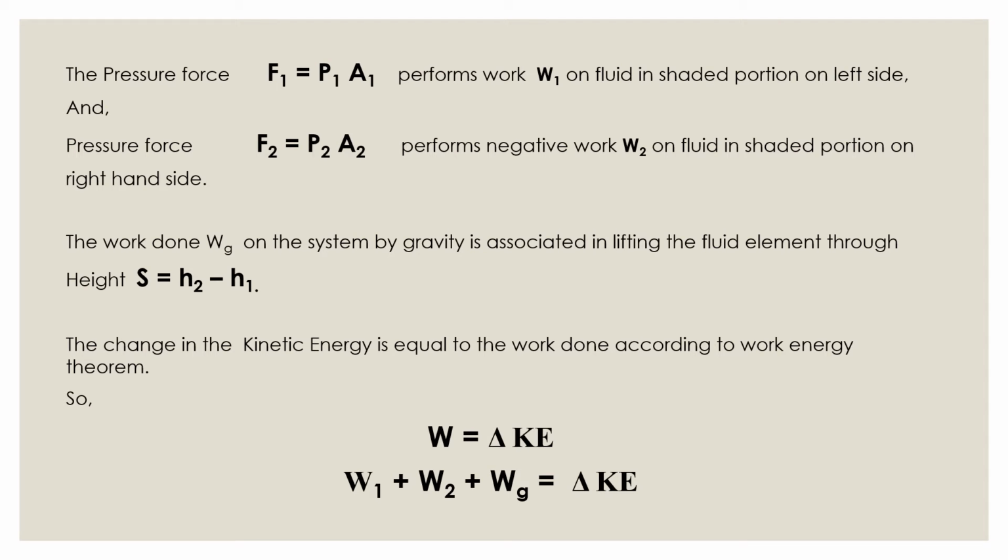Here the pressure force will be given as F1 is equal to P1A1 that performs a work done W1 on the fluid in the shaded portion on the left hand side, and the force F2 is equal to P2A2 that performs the negative work done W2 on the fluid in the shaded portion on the right hand side. The work done Wg on the system by the gravity as the pipe is elevated from the reference level or the ground is associated in lifting the fluid element through the height, that will be s is equal to h2 minus h1. The change in the kinetic energy is equal to the work done according to the work energy theorem that you have studied before.